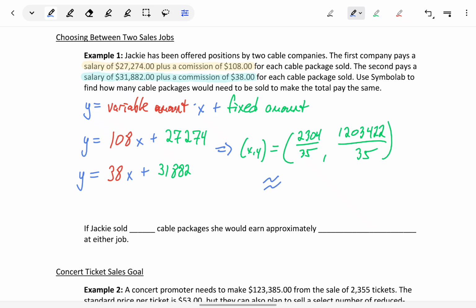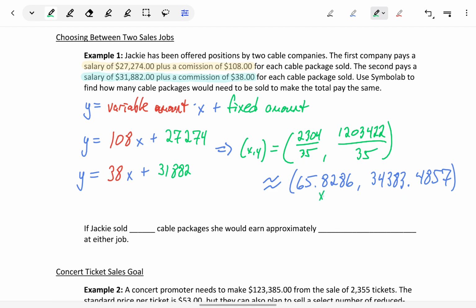Generally, anytime we're talking about applied scenarios, real world scenarios, decimal answers are generally better. So we can approximate these to be about 65.8286 and 34,383.4857. Now we need to interpret those results into our final statement here. This is saying that if Jackie sold blank cable packages, she would earn approximately blank at either job.